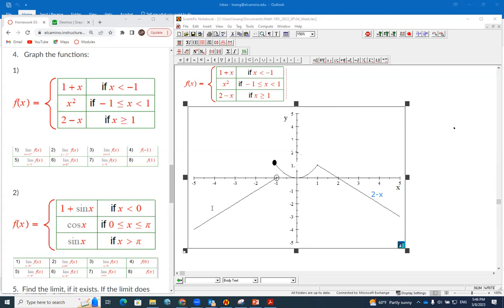So let me mark it again. So this piece is 1 plus x. Excuse me, I'm going to change the color. I'm sorry that I choked. So now it's 1 plus x, right? So that's the rule. And this piece is x squared. And that's the piece 2 minus x from 1. So that would be the proper picture if you are to graph by hand.